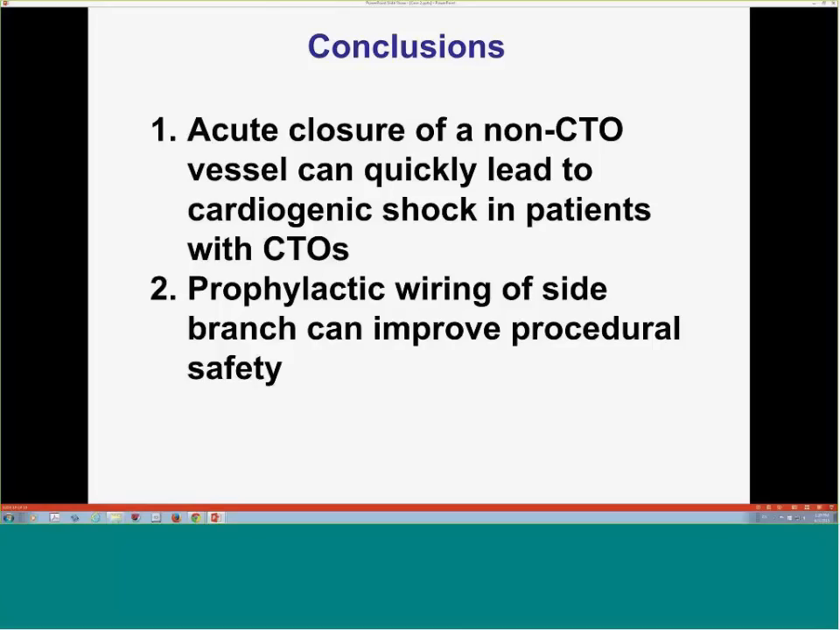So whenever we do any aggressive maneuvers and we are putting any donor vessels at risk, apart from having some hemodynamic support available, having a safety wire into that donor vessel can go a long way in preventing problems. I don't know if anyone had any similar things before, but again, this is one of the things that can go wrong during CTO intervention, and it's good to be prepared for it.